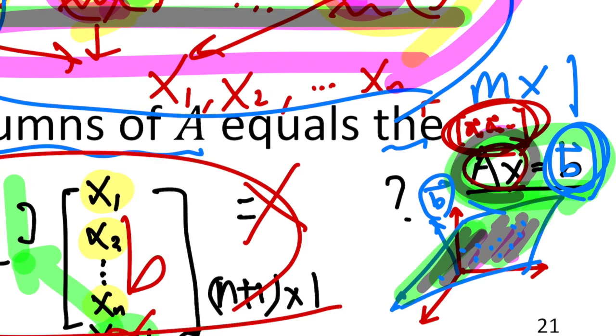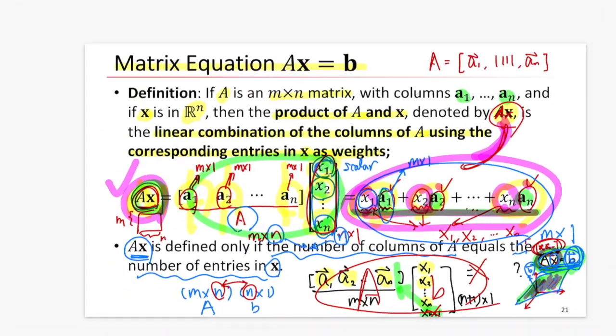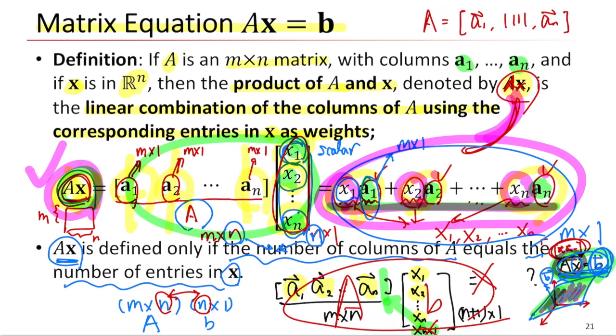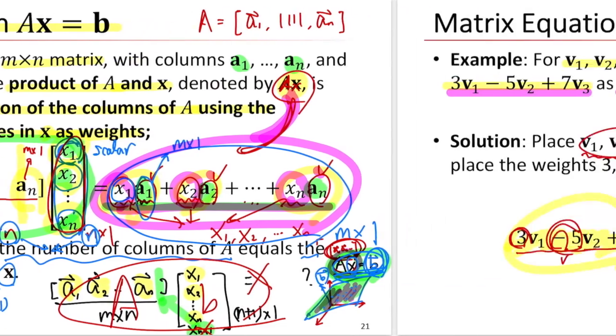Because it shows that there exists the vector x that satisfies this equation. But if the vector b is not on this plane, there is no solution. It means that there is no parameter x that satisfies this equation, right? So this is the column representation of the Ax equals b, right?